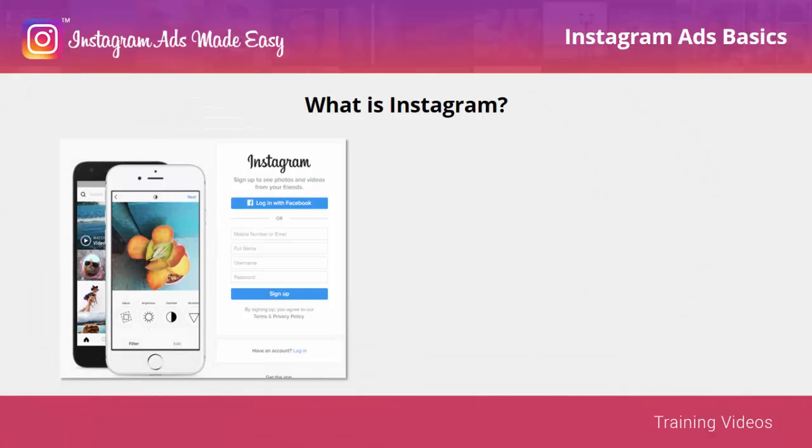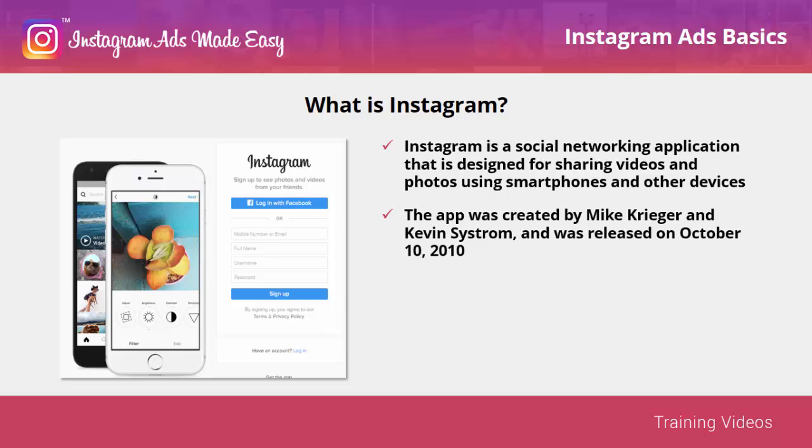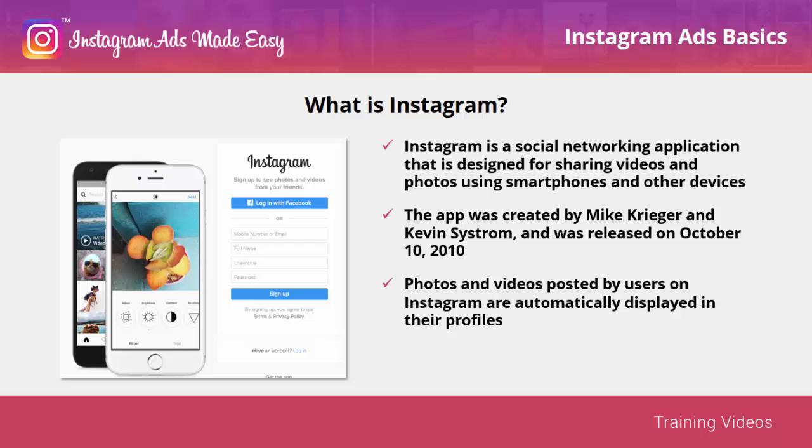What is Instagram? Instagram is a social networking application that is designed for sharing videos and photos using smartphones and other devices. As with Twitter and Facebook, Instagram users also have their own account with their profile and newsfeed. The app was created by Mike Krieger and Kevin Systrom and was released on October 10, 2010. It instantly became popular and gained more than 100 million users in April 2012 and more than 300 million in December 2014. Photos and videos posted by users on Instagram are automatically displayed in their profiles. Instagram users can follow each other and see each other's posts on their newsfeed.